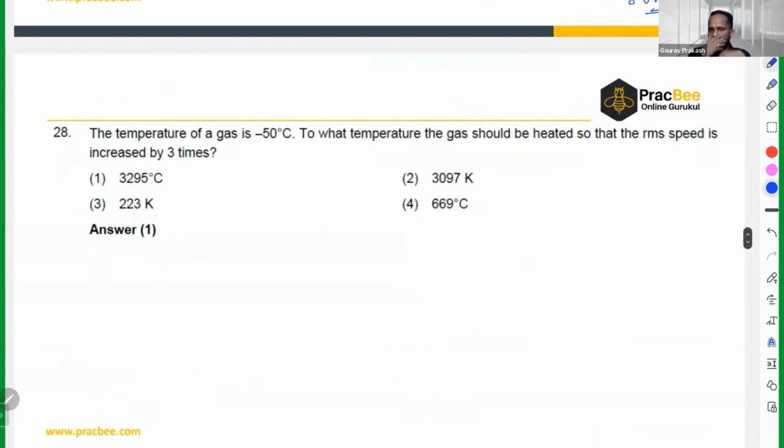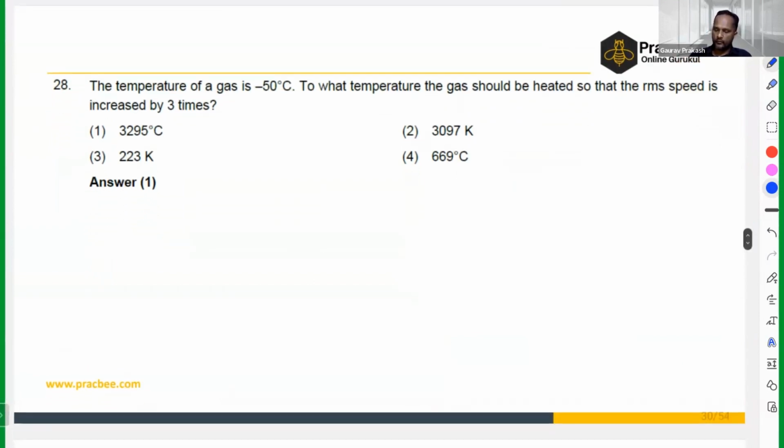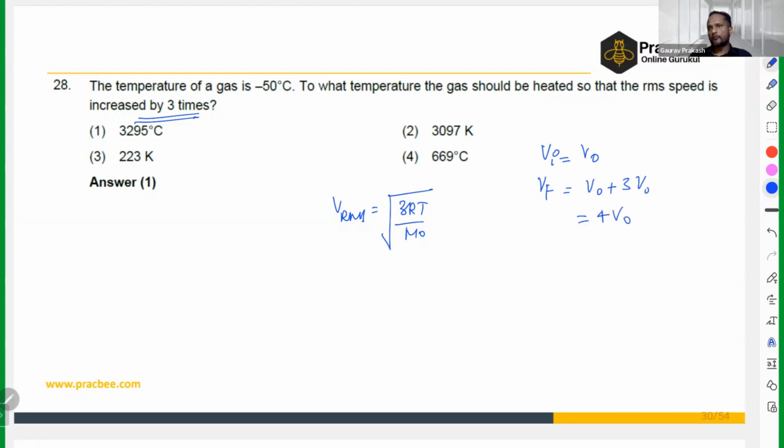Okay, so we have covered a lot in very less time. Let's see, the temperature of the gas is minus 50 degrees Celsius. To what temperature should the gas be heated so that the RMS speed. So we know that the VRMS is root of 3RT by M naught. This is the formula of VRMS. Now here this is increased by 3 times. So if the initial velocity was V naught, the final velocity will be V naught plus 3 times V naught, which is 4 times V naught. So it becomes 4 times.